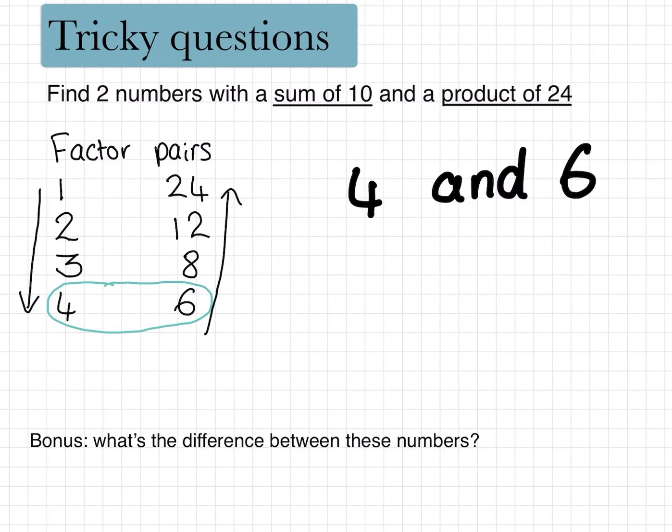You might see this bonus question at the bottom. Let's have a go at this one. So what's the difference between these numbers? Can you remember how to calculate difference? We have to start with our bigger number, which is 6, and subtract our smaller number, which is 4. That's going to give us a difference of 2. Good job. Okay, and that's all for sum, product and difference.